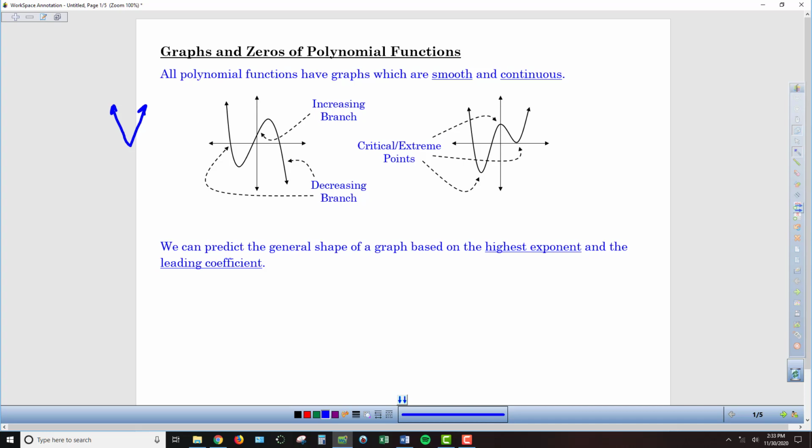And they're continuous, meaning that there's no gap in between segments. We won't have something like this and then a leap to another part. There are some functions that have those types of jumps, but not polynomial functions.